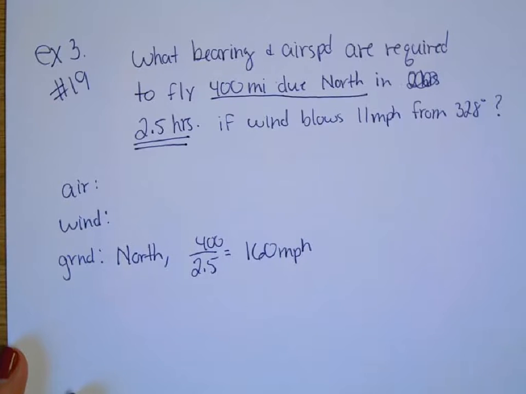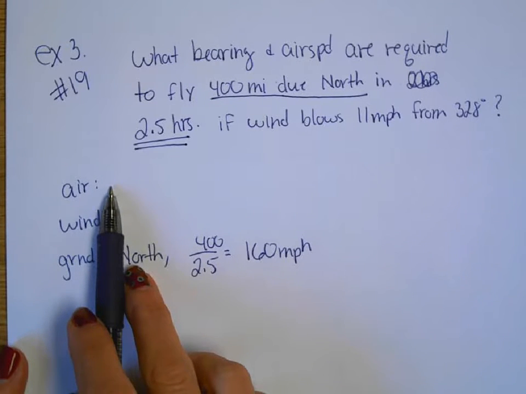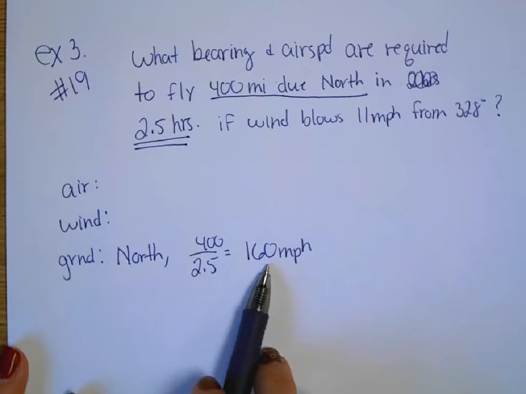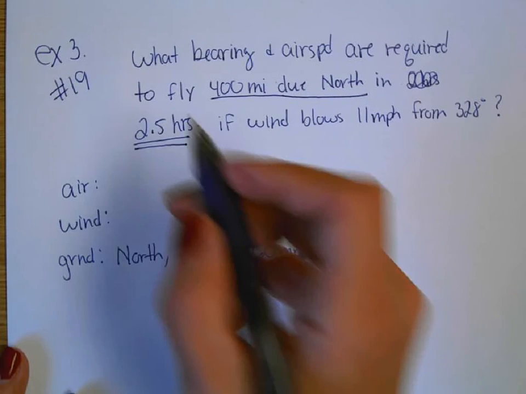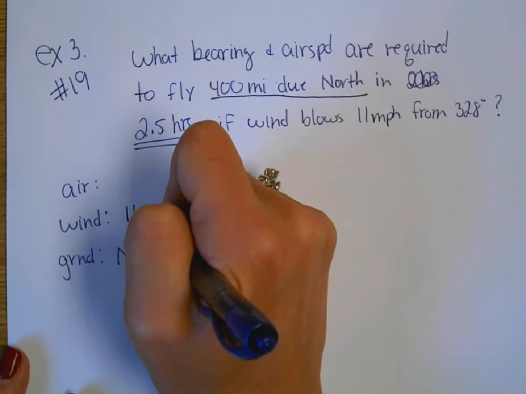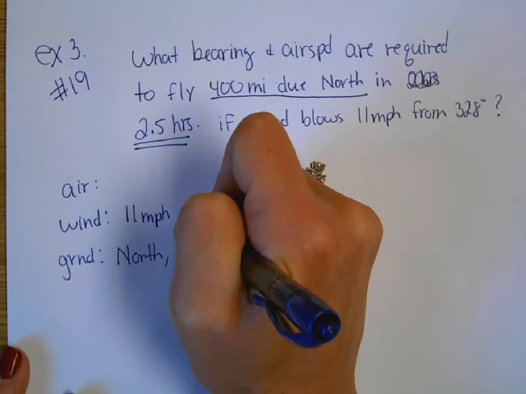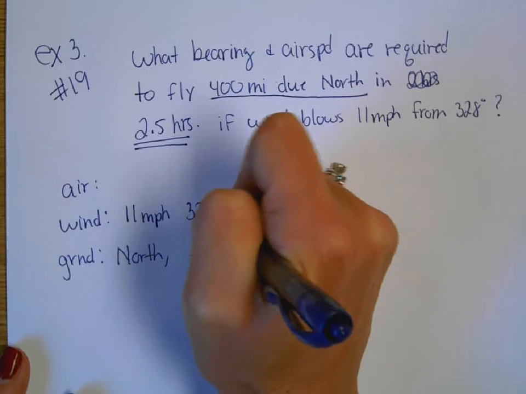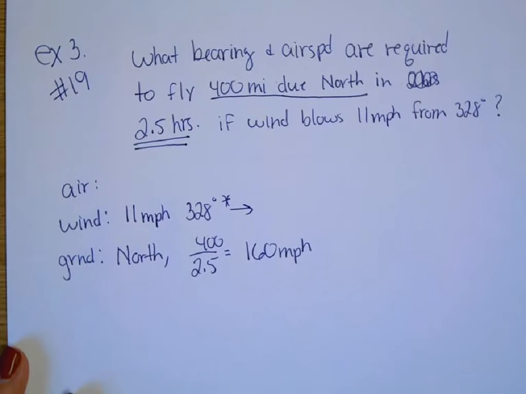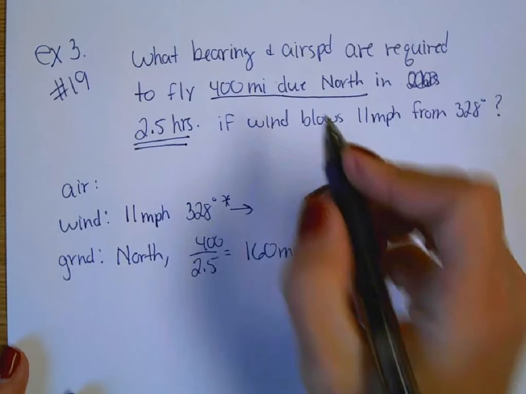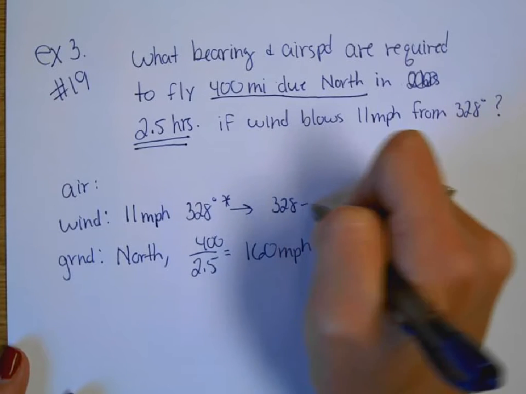So what we're looking for is how fast the plane's engine speed has to be so that after the wind is pushing it, I end up at this speed and in this direction. And what do we know about the wind? 11 miles per hour from 328, which must get fixed. How am I going to fix the 328? Subtract 180. So 328 minus 180 is 148.